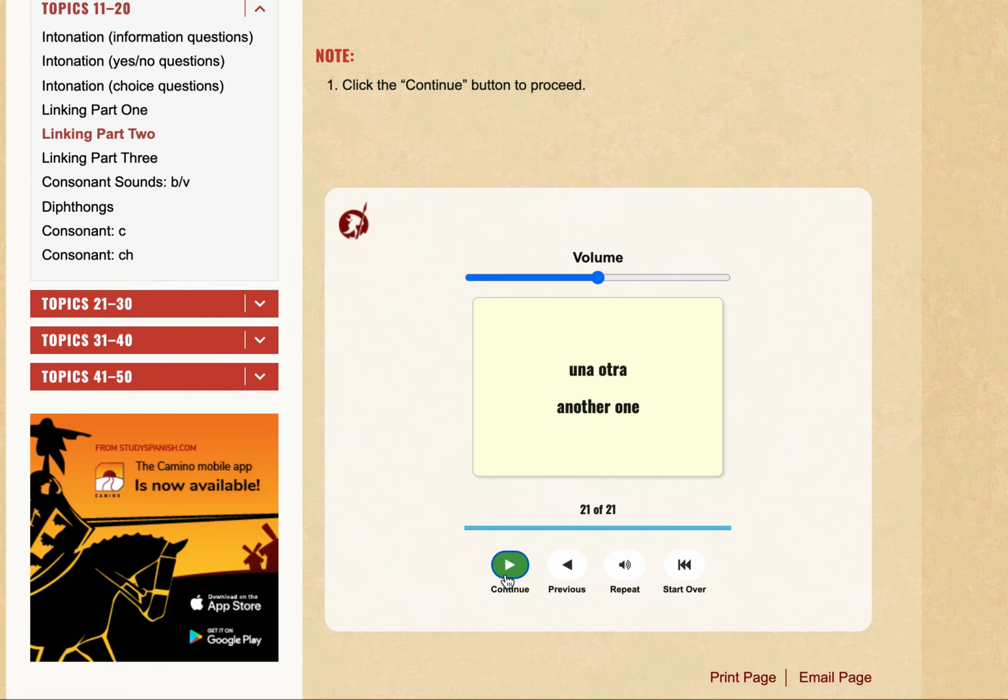Alright, folks, looks like we have completed this exercise. We have one more linking exercise, which we'll be looking at in the next video.